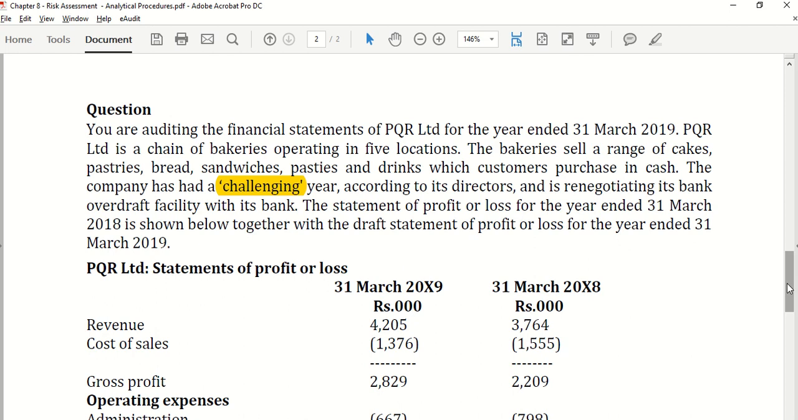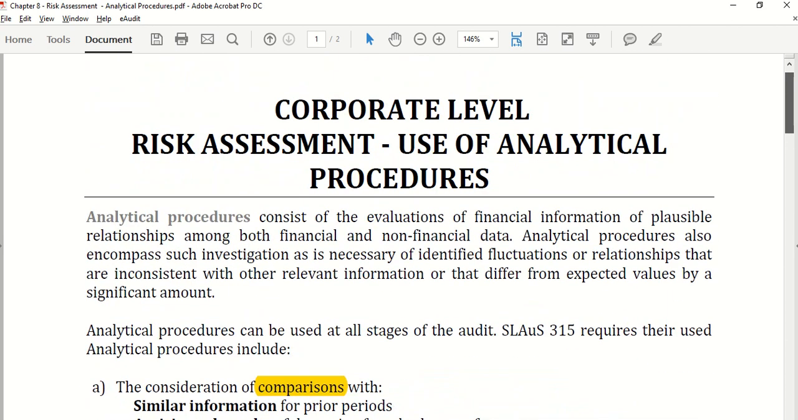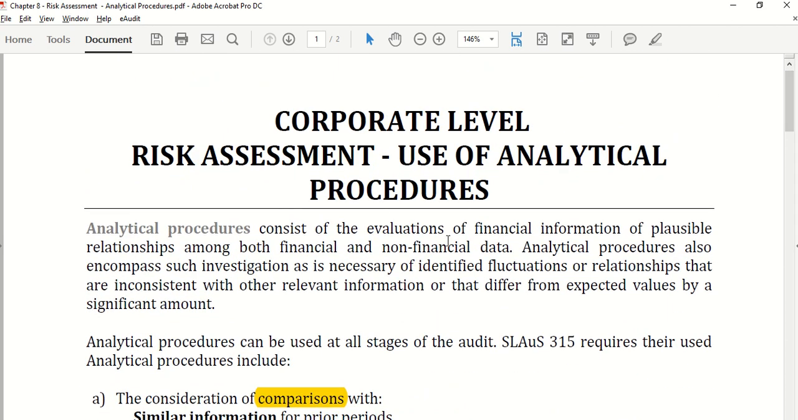Hope you got an idea basically about the analytical procedures. We're going to discuss these analytical procedures in a little more detail in later chapters, but here what you want to keep in mind is that at the risk assessment process you use these analytical procedures to identify susceptible areas where you want to focus when you do the audit. Hope you understand the basics of analytical procedures.